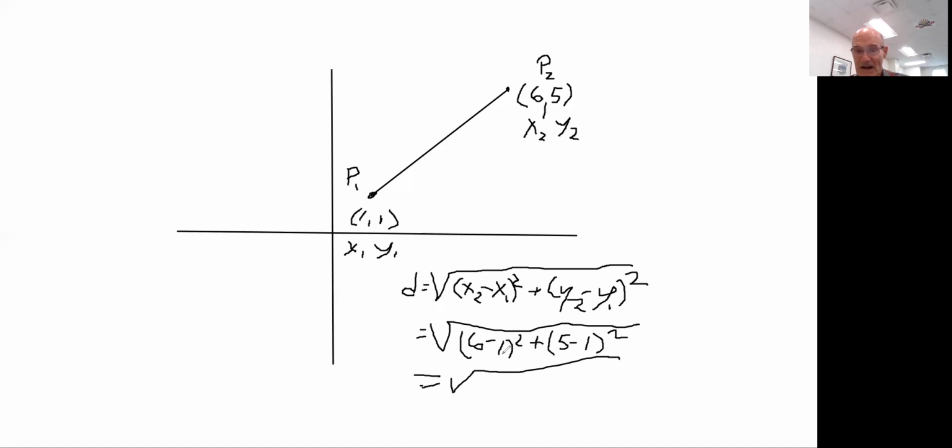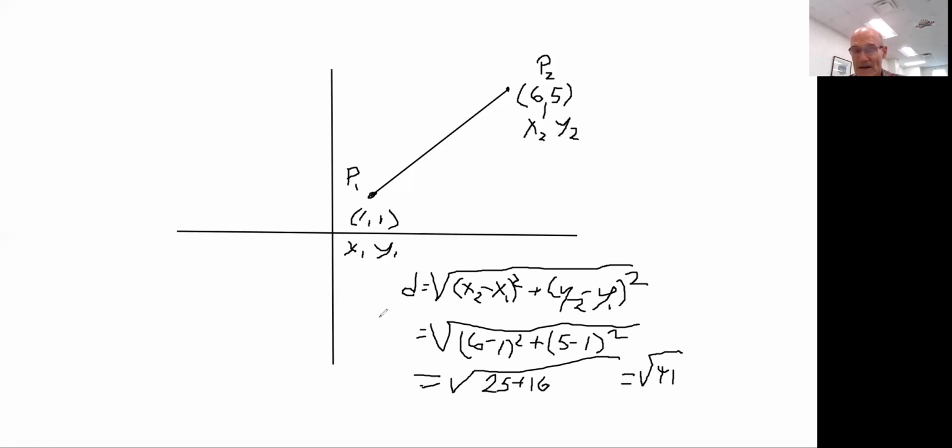So what I get here is 6 minus 1 is 5, and I square it, so I get 25. And 5 minus 1 is 4. I square that, so I get 16. And 25 plus 16 is the square root of 41. Now that's a little bit more than 6 because the square root of 36 is 6, and it's a little bit less than 7 because the square root of 49 is 7, okay?